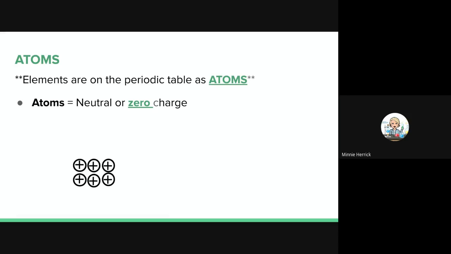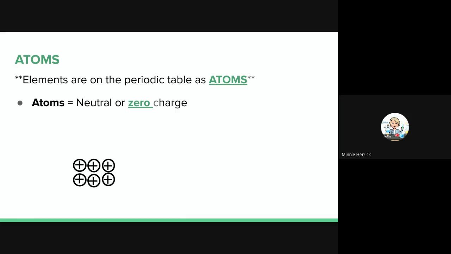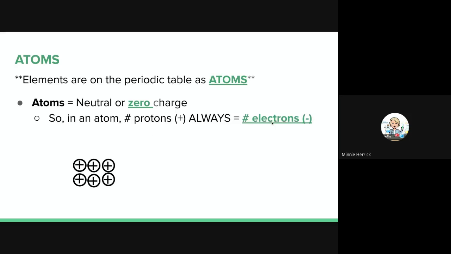Let's move on to this last part of page 2, and this is atoms. These guys are neutral. I really want to emphasize that when we talk about atoms, they have neutral numbers of protons and electrons. Elements on the periodic table are atoms because they are neutral and they have a 0 charge. In an atom, protons are always going to equal the number of electrons. Protons equal electrons. And so the atomic number is the number of protons and the number of electrons.